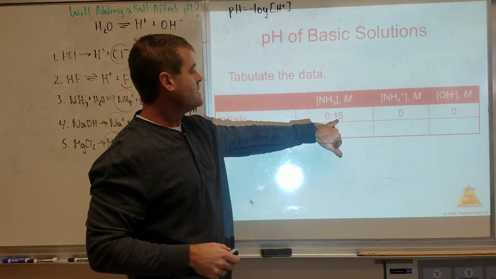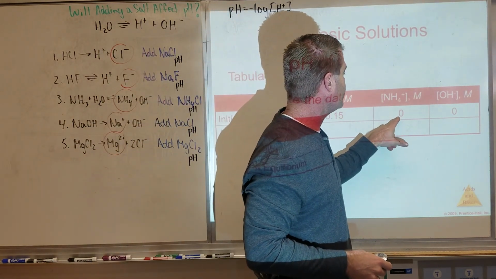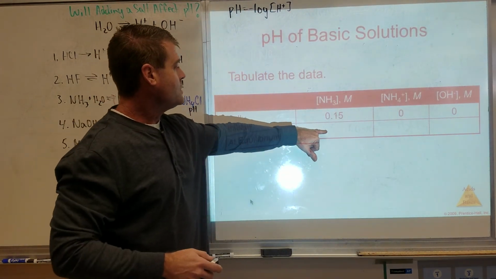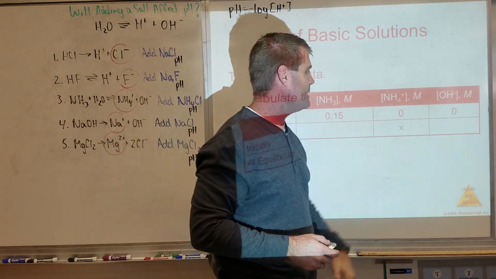It was a 0.15 molar ammonia solution. We start right before dissociation or ionization. Those products are both 0. And then at equilibrium, once again, we don't know how much it's going to react. What are we going to say? Minus X, and then that could be X, and that's going to be X.